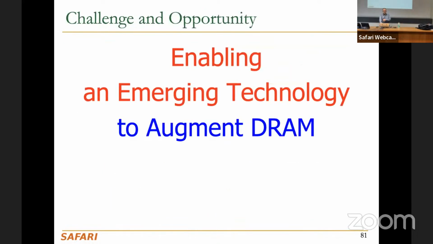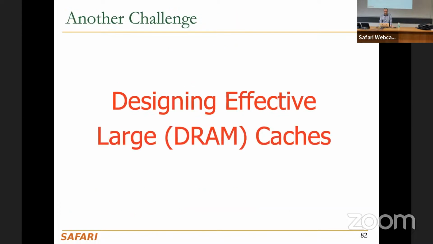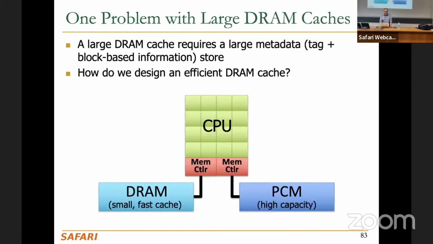Okay. So yeah, there is a challenge and opportunity in enabling an emerging technology to augment DRAM and managing hybrid memories, and designing an effective large DRAM cache is one issue here. So let's also look into this problem that we have with large DRAM caches. When you have a large DRAM cache, it requires large metadata, like tag plus block-based information storage. How do we design an efficient DRAM cache, basically?